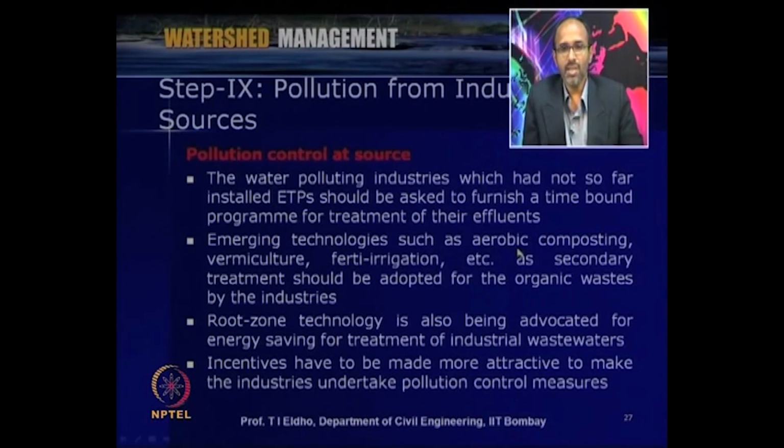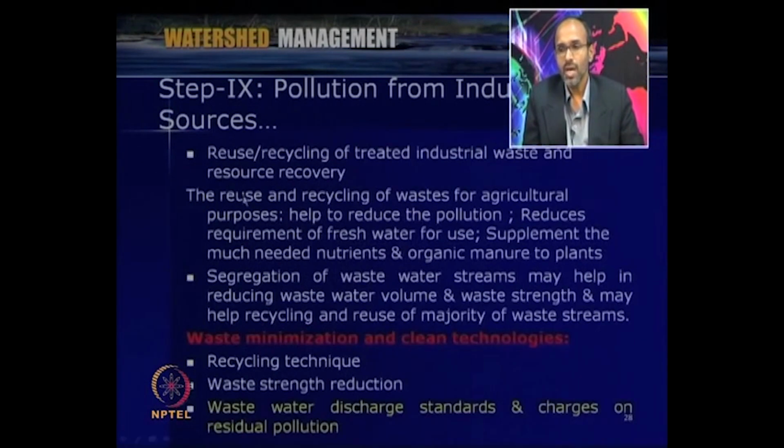Then emerging technologies such as aerobic composting, vermiculture, irrigation, etc., and secondary treatment, like using the wastewater for irrigation purpose or vermiculture, should be adopted for the organic waste. Then root zone technology is also being advocated for energy saving in treatment of industrial wastewater. And then we have to give incentives to industries which go for appropriate pollution control measures. So, that is also important.